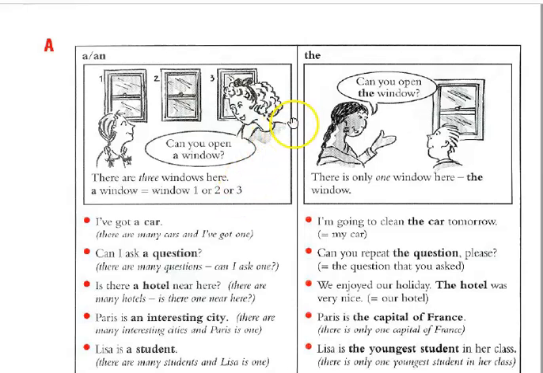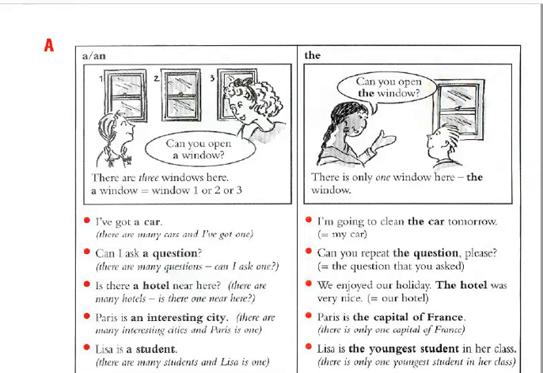Now look at the other picture. You have 1 window, again with the mother and the child, and the mother says, "Can you open the window?" There is only 1 window. So if there's only 1 window, we have to say the. And again, there's only 1 window here. So we say the window. Can you open a window? This one, or this one? Can you open the window? Just this one.